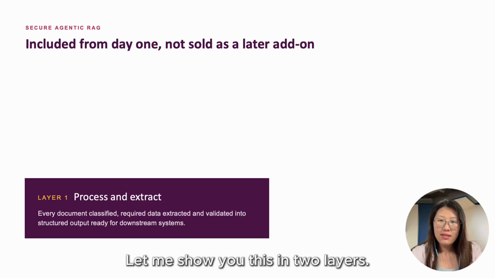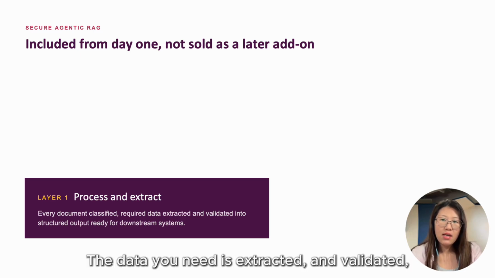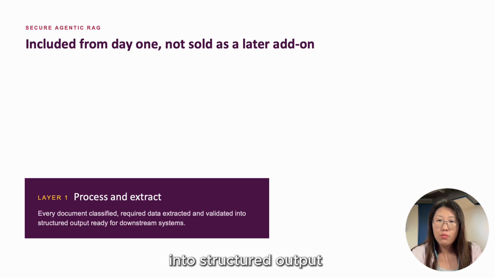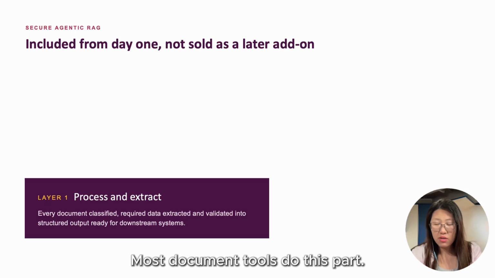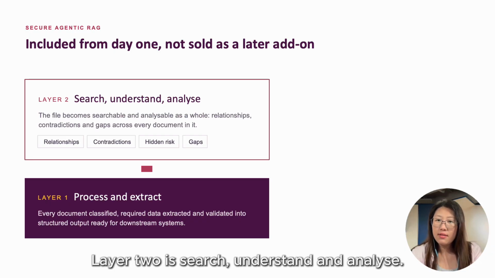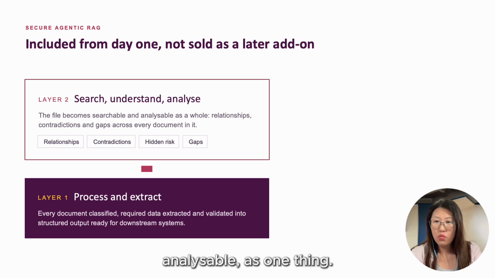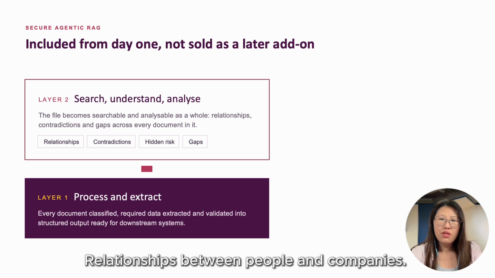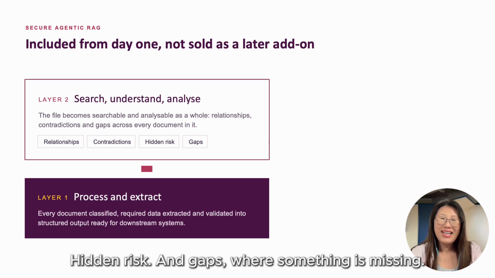Let me show you this in 2 layers. Layer 1 is process and extract. Every document is classified. The data you need is extracted and validated into a structured output that is ready for your downstream systems. Most document tools do this part. Layer 2 is search, understand, and analyze. Here the whole file becomes searchable and analyzable as one thing. Relationships between people and companies, contradictions between documents, hidden risks, and gaps where something is missing.